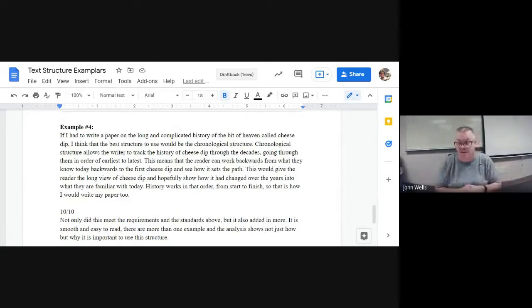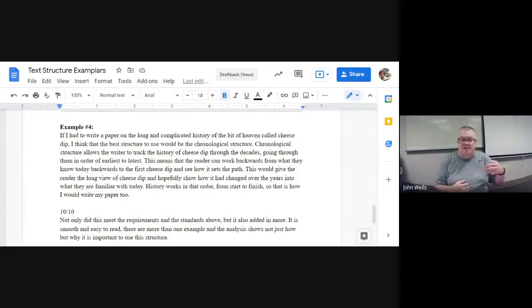Now, notice this one does a lot of different things. Now, I know some of you will be like, well, of course it's a 10, it's because it's longer. No, it's longer because it does more things, okay? So if you look at it, notice the first sentence, not only do we have a definitive answer, but we have a lot of good wording and a lot of liveliness, right? Long and complicated, bit of heaven, best structure, okay? Notice that wording, right? Then we get that example, okay?